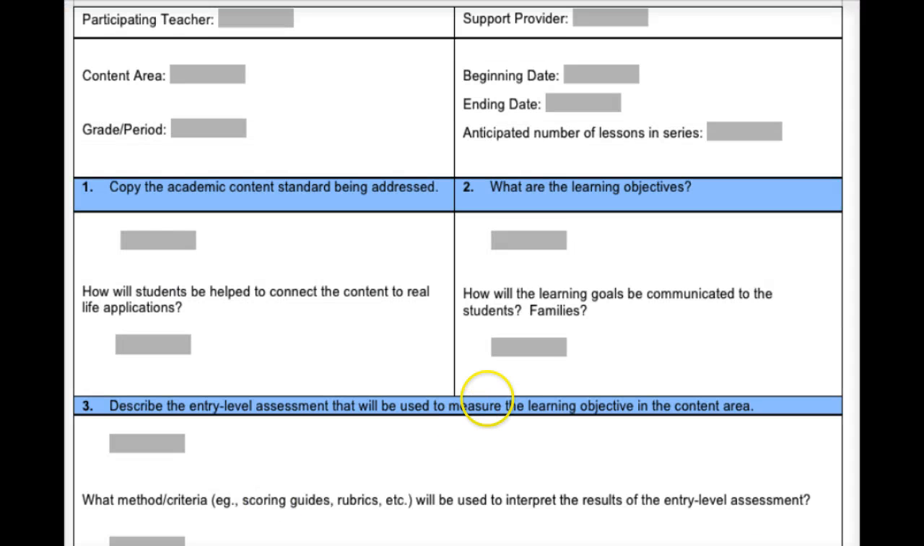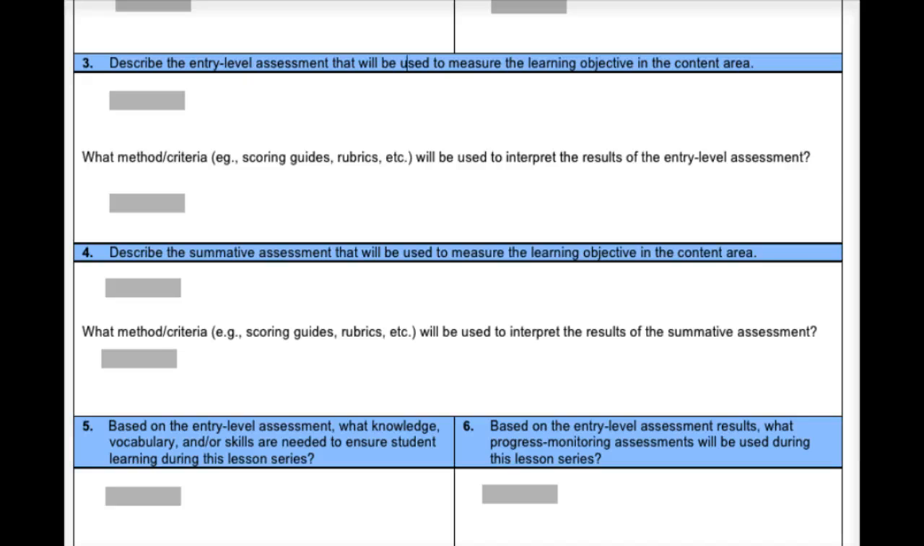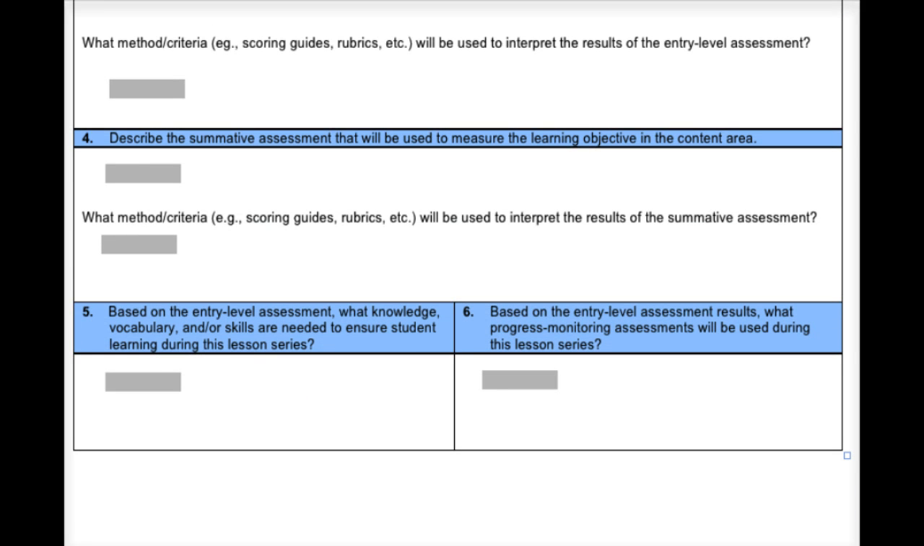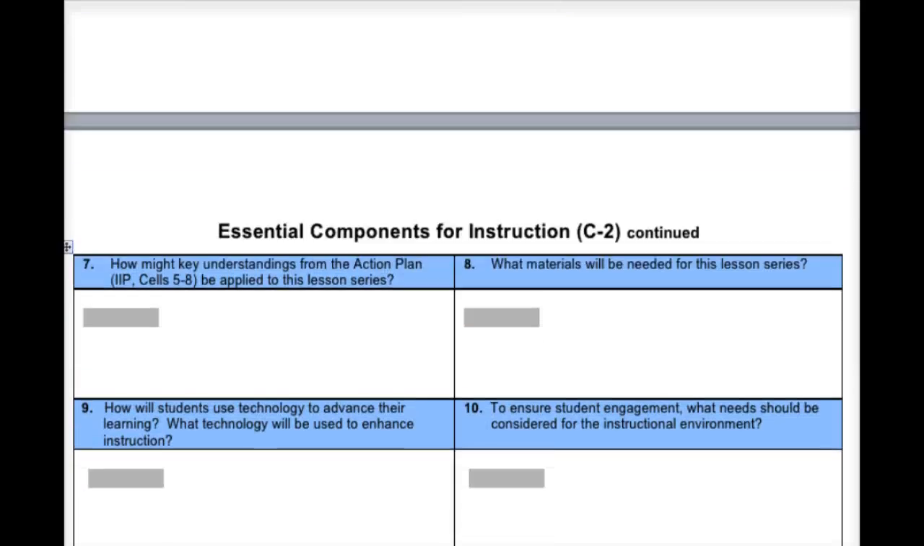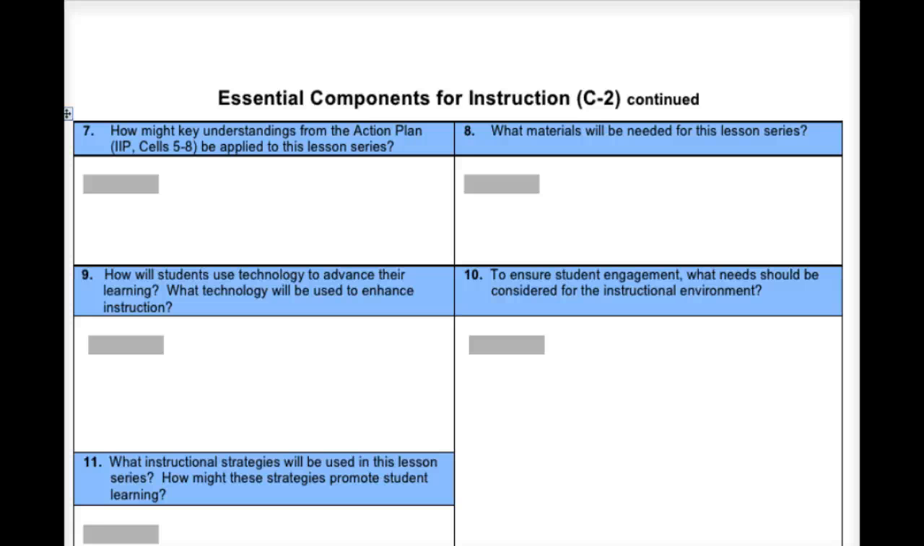The steps included in this process are the ones that we would typically use for designing a unit or a lesson series. What are our objectives? What will be our entry-level assessment and our summative assessment? What are the skills and vocabulary that students need to know before we begin this lesson series? And what progress monitoring assessments will we be using? So as you move through these questions that are used to prompt and guide us, what we need to understand from this is developing that lesson series, and these are the questions that we need to be asking ourselves whenever we start a unit or a series of lessons.